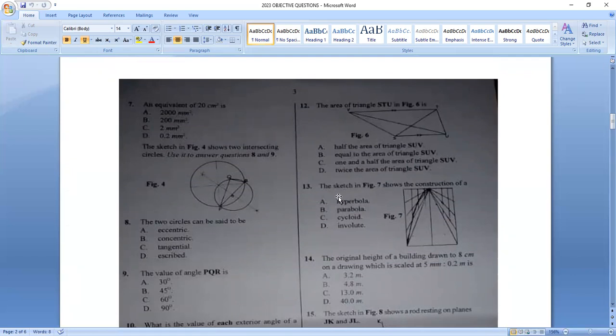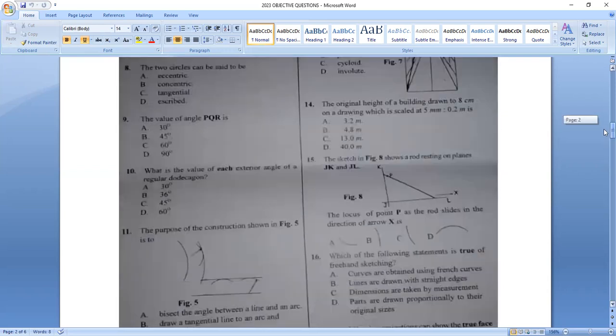Then question 13. The sketch in figure 7 shows the construction of a parabola. That is option B is the answer to that question. We move to question 14. The original height of a building drawn to 8 centimeters on a drawing, which is scaled at 5 millimeters to 0.2 meters, the answer is option A, 3.2 meters. If you do the calculation, that's what you are going to get.